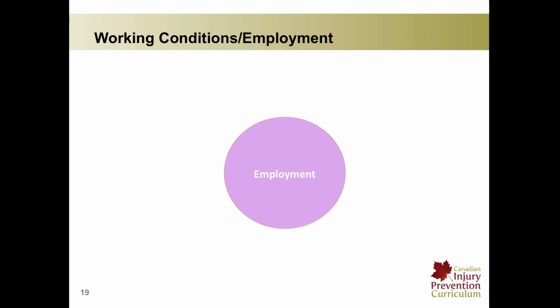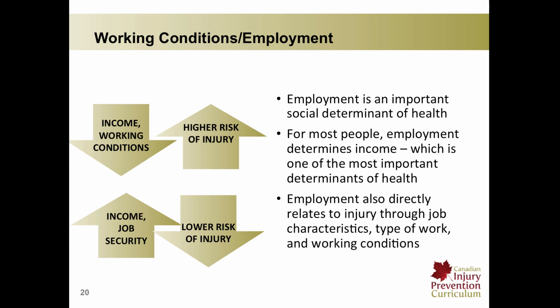Employment. Employment is a central determinant of health. In most cases, it is directly linked to one of the most important key determinants of health, income. For more information on how income affects injury risk, listen to the section Income and Social Status.